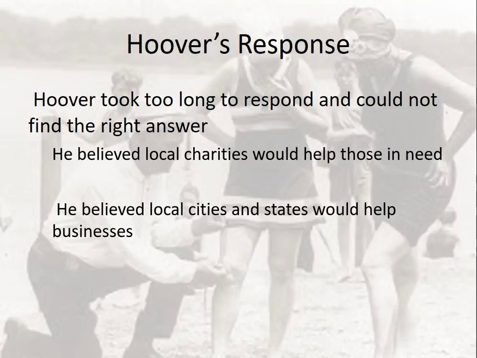You know, in Hoover's defense, he really did think that local charities would help everybody. That's kind of what had always happened. He wasn't really big into this idea of the federal government helping people out. He thought that local cities and states could help the businesses, but it was just too big of a problem for cities or states or charities to handle. It really needed that federal intervention in order to help.